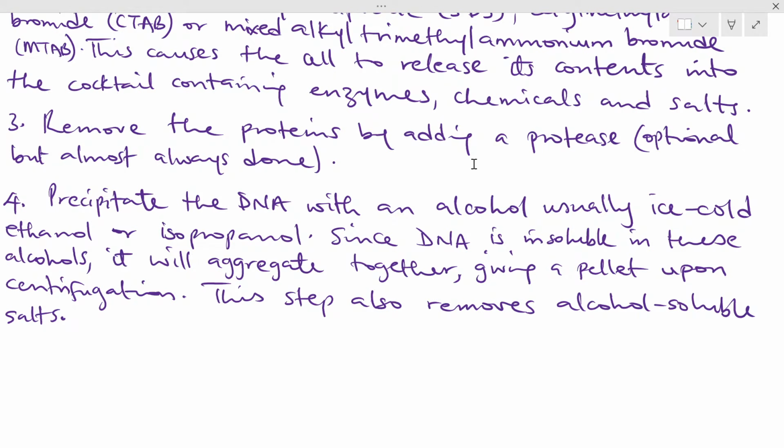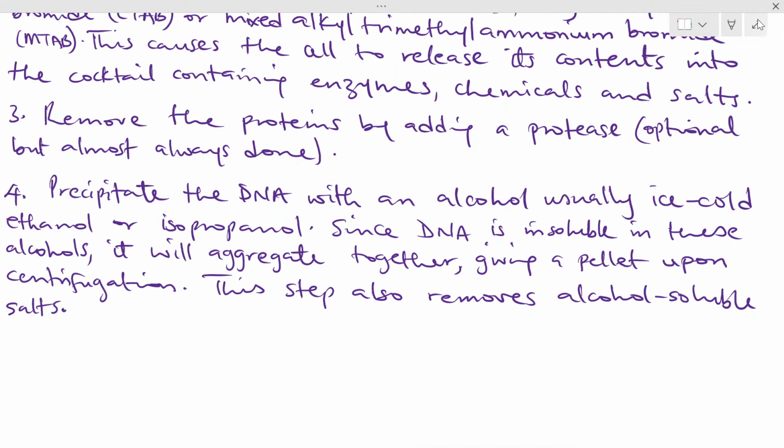So you can centrifuge at a specific revolution, and when you do that, you see that your DNA, since it's not soluble in alcohol, will gather together, aggregate, or precipitate at the bottom of the tube as pellets. So you can neatly remove your supernatant, and there you have your DNA. So these steps also remove all alcohol soluble salts.